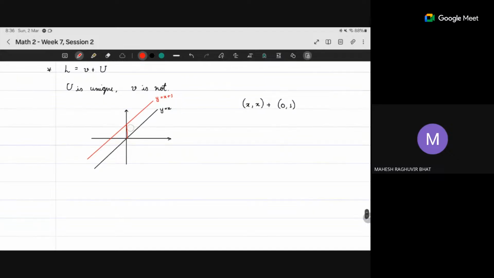If I take a point of the form (x, x) and then add this vector (0, 1). What is the vector (0, 1)? That is just this vector. So this is the vector (0, 1). If I add (0, 1) to this, what I get is this red line. If I add the red vector to the points on the black line, I get the red line. But if I take all elements of the form (x, x), and then let's say I add (1, 2), what are all possible vectors I'll get if I consider this set?